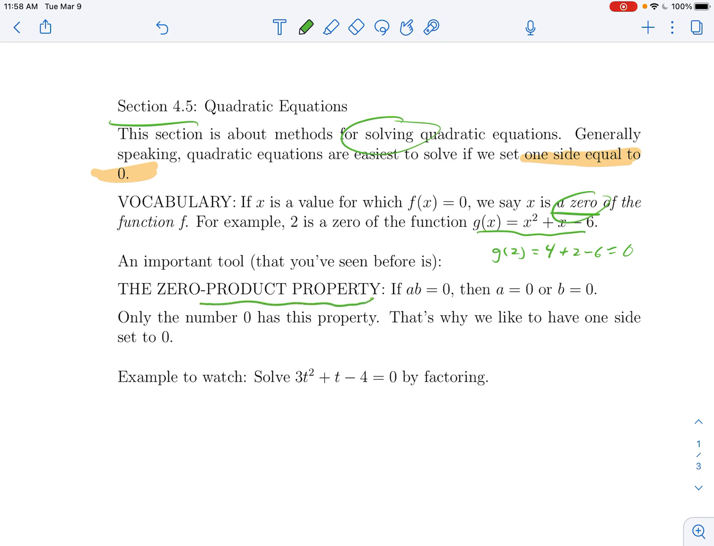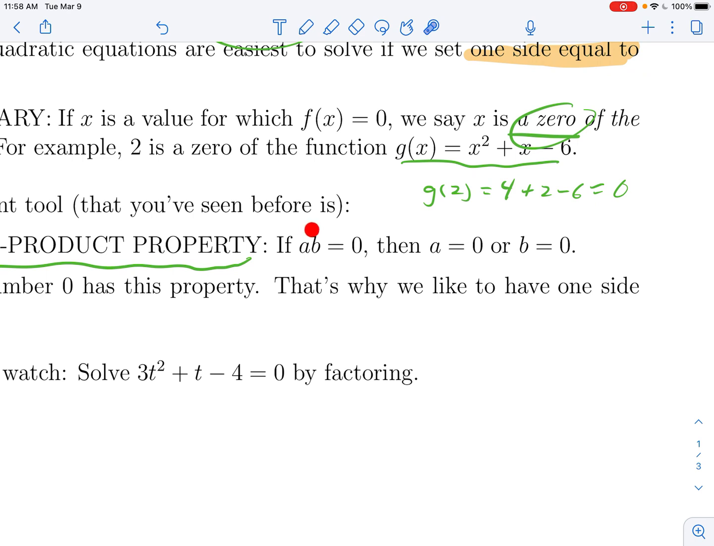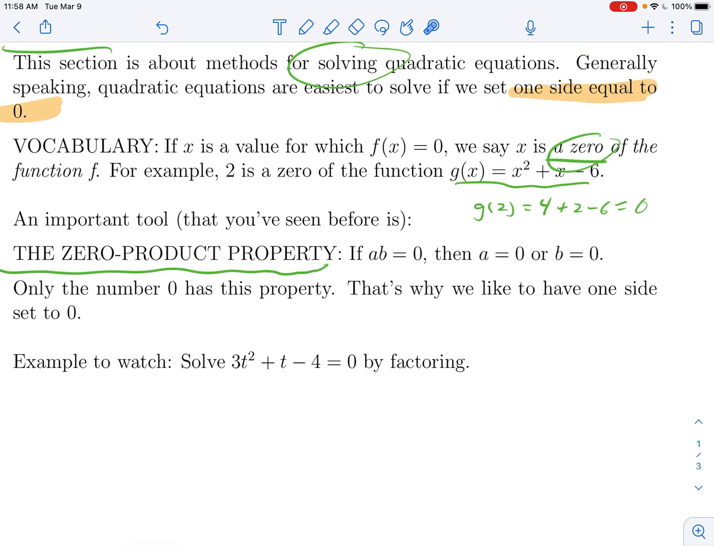And a really important property that will be useful here is what's called the zero product rule, or the zero product property. And here's what it says. If a times b is equal to 0, then either a is 0 or b is 0, or maybe even both. This is a property that only 0 has. 10, for example, I can multiply two numbers to get 10 without the guarantee that either one of them was 10 to start with. That works for any number except 0. If I got 0 as the result of multiplication, then one of the things I multiplied must have been 0.